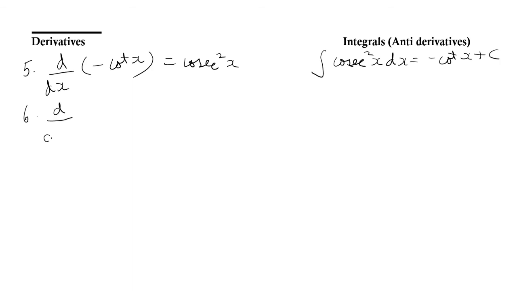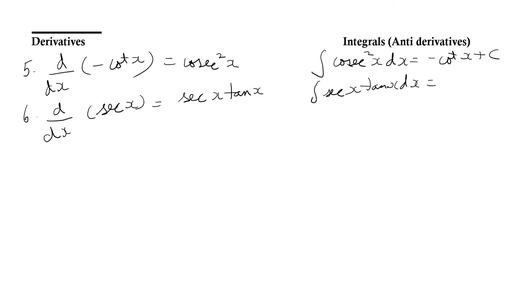Next we have d by dx of secant x is equal to secant x tan x. Hence integral secant x tan x dx is equal to secant x plus c.